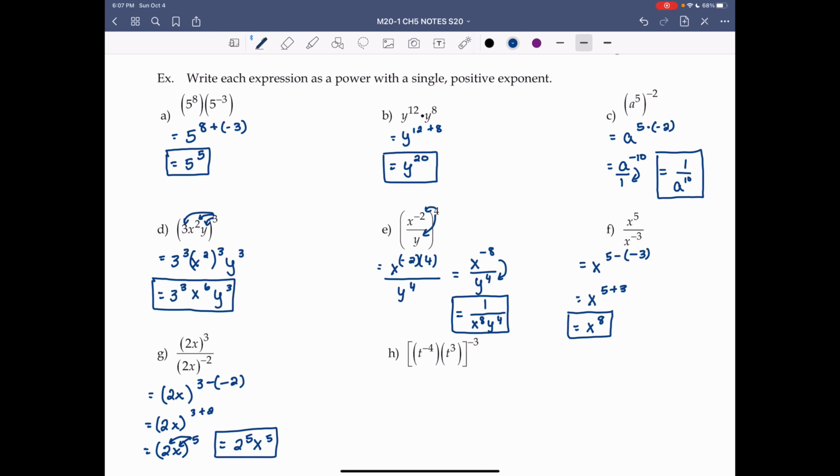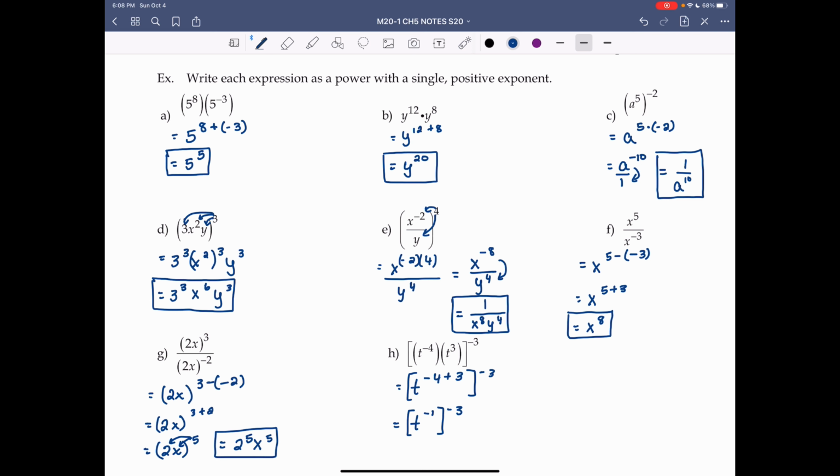t to the power of negative 4 times t to the power of 3, all to the power of negative 3. I typically will take care of what's inside first. Like I said before, there isn't really a BEDMAS for exponent laws, but I'm going to simplify the inside first. So I have t to the negative 4 times t to the 3. That's the multiplication rule. It tells me to add the exponents. t to the negative 4 plus 3. And then that is all to the power of negative 3, which gives me t to the power of negative 1 to the power of negative 3.